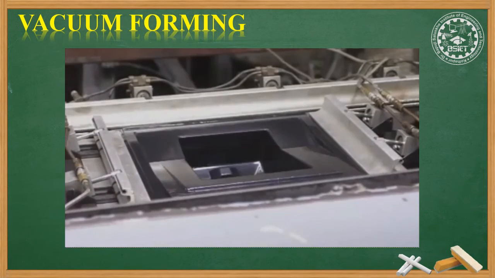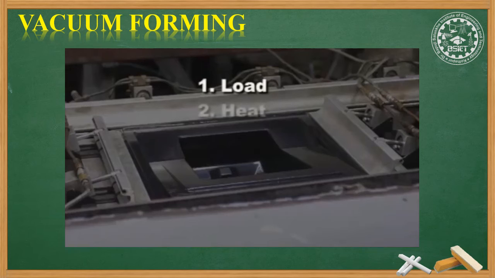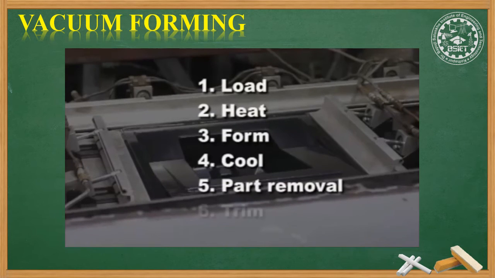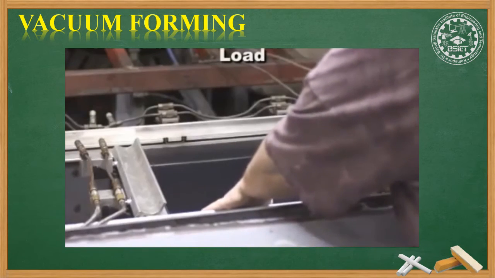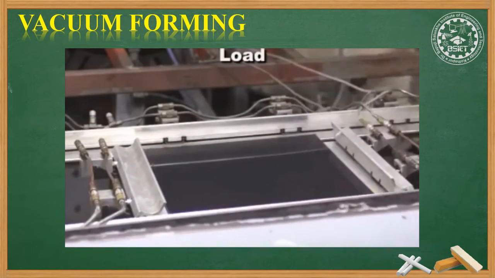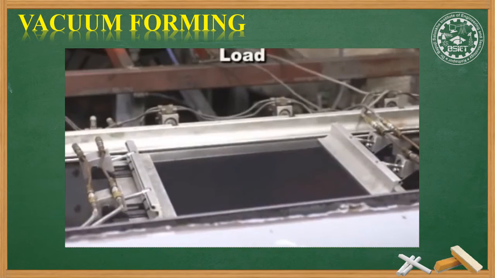Let us see the thermoforming methods. All thermoforming methods have 6 processing steps. They are load, heat, form, cool, part removal, and trim. Load. The sheet is placed in a clamp frame and held down on all 4 sides.